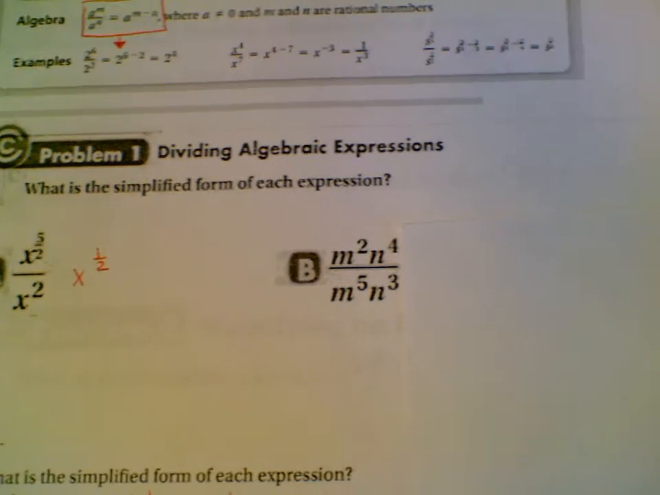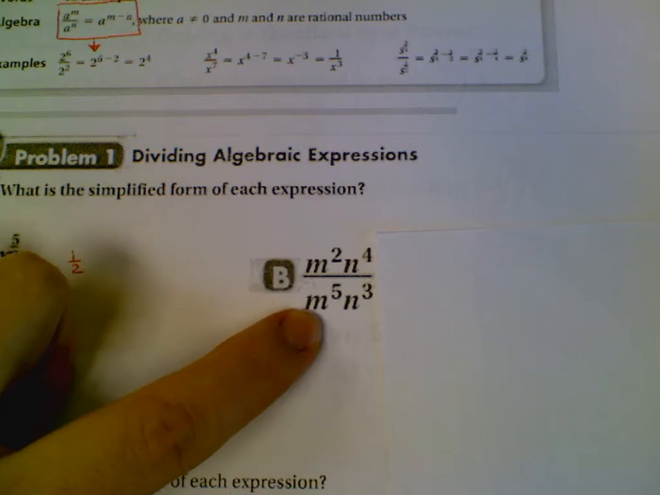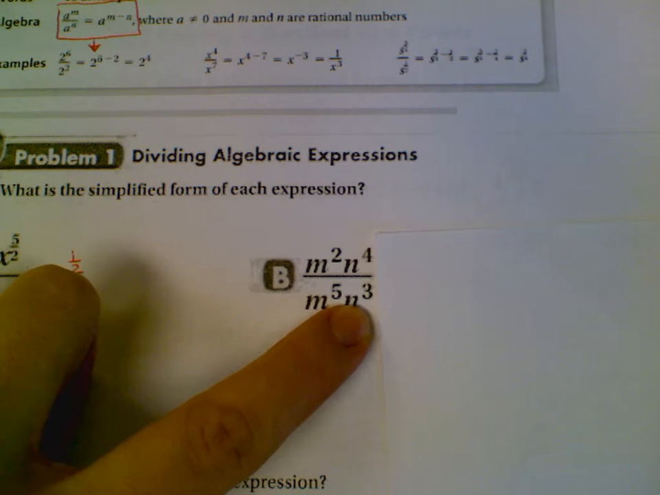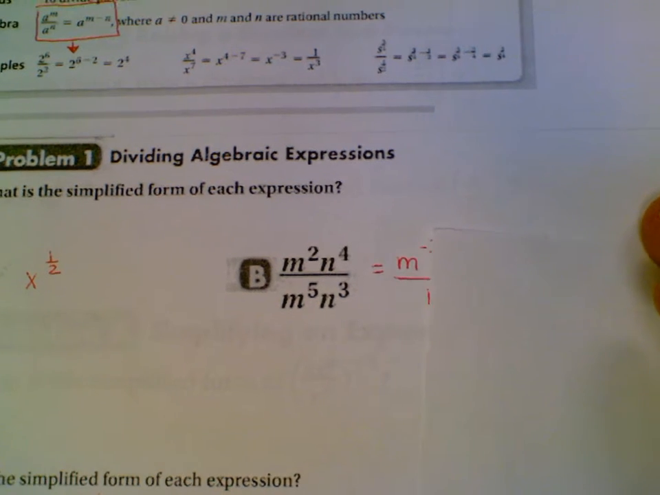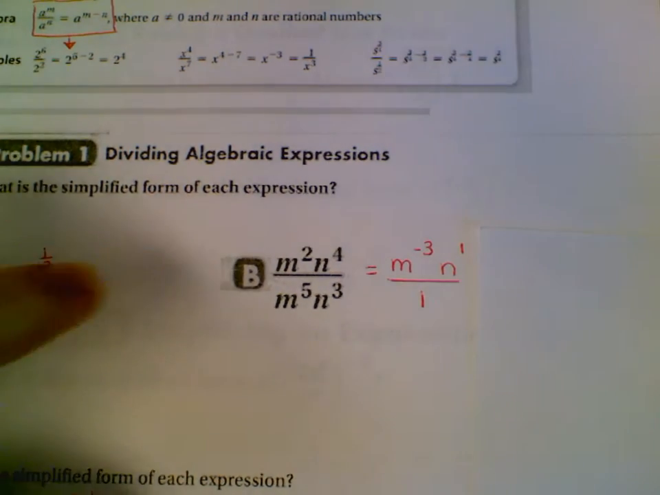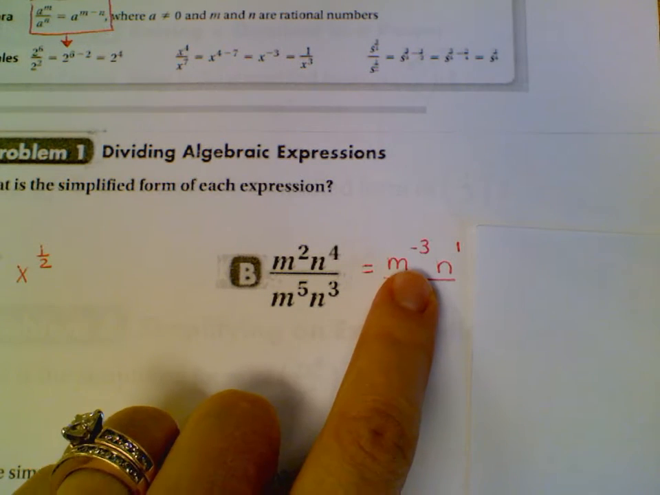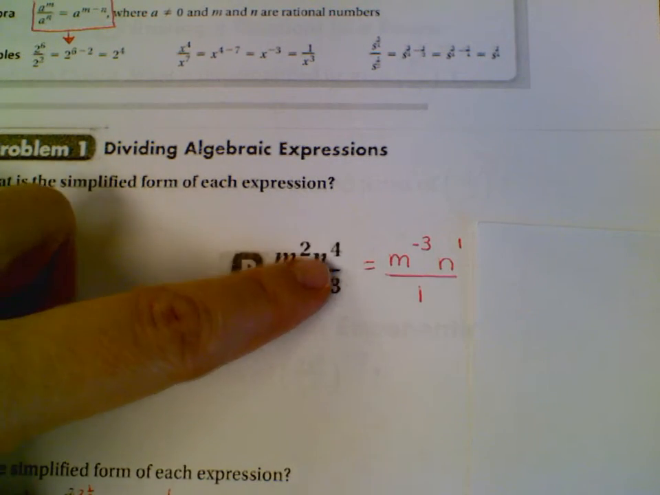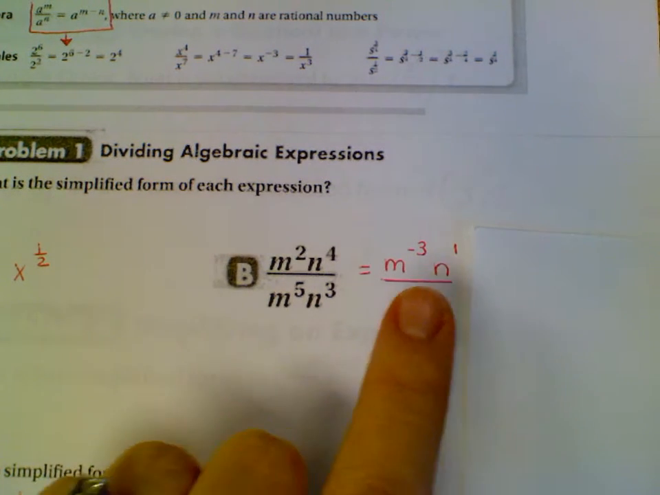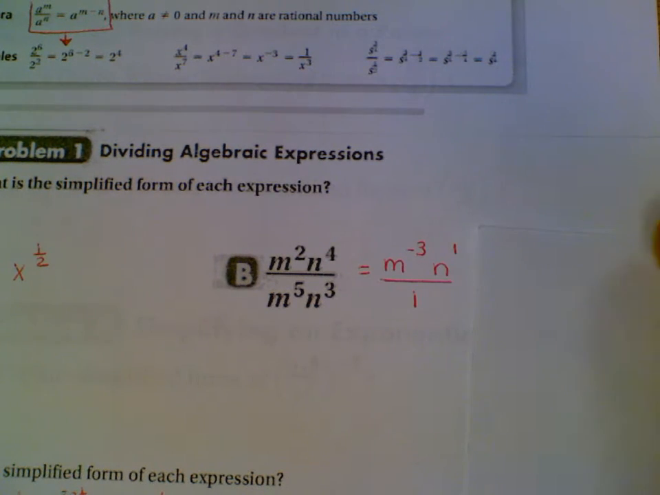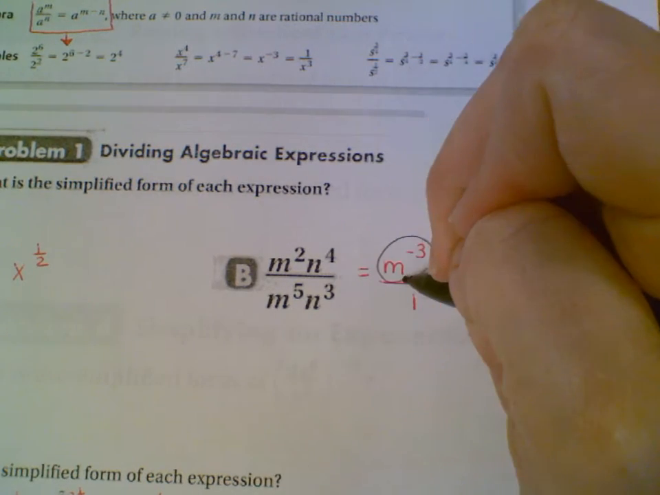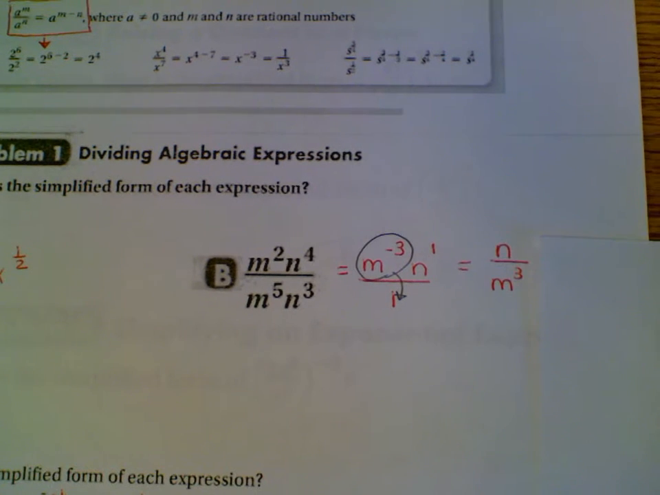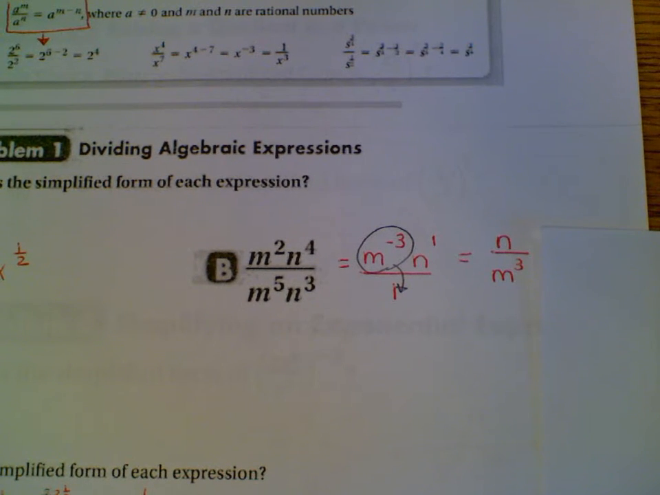Then the next step over here, if I have m to the 2nd over m to the 5th and n to the 4th over n to the 3rd. Now, when you are subtracting, you want to make sure that you always go to the top. So when I subtracted 2 minus 5, I got m to the negative 3rd. And when I subtracted 4 minus 3, I got n to the 1st. Now I have to rewrite it so that my exponents become positive. So then my m to the negative 3rd would have to move back to the bottom in order for it to become a positive exponent. So then my final answer would be n over m to the 3rd.